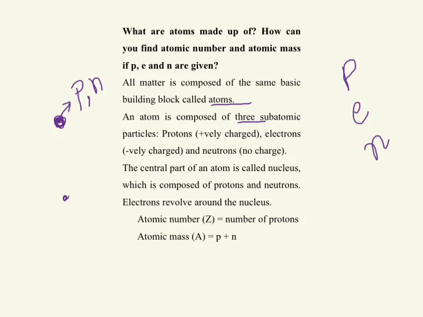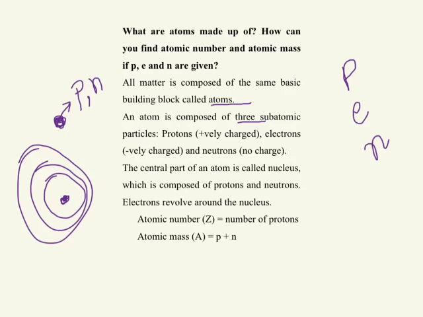And where are the electrons? These electrons are revolving around the nucleus in these orbitals. So electrons are here, revolving in the almost empty space surrounding the nucleus. And this electron cloud comprises most of the volume of an atom.